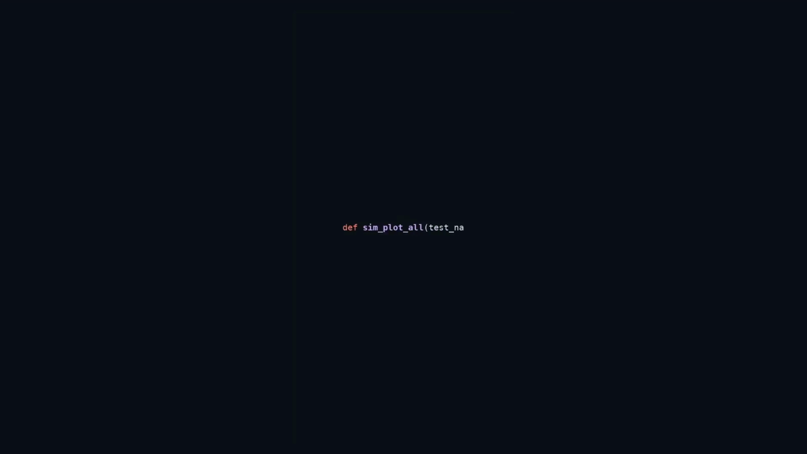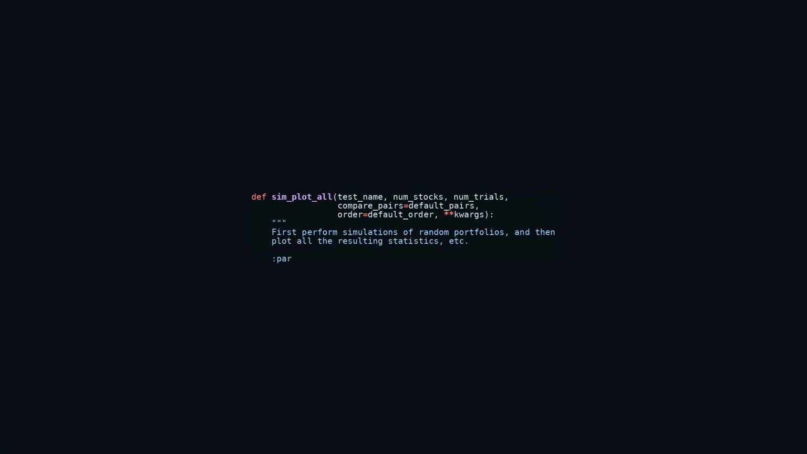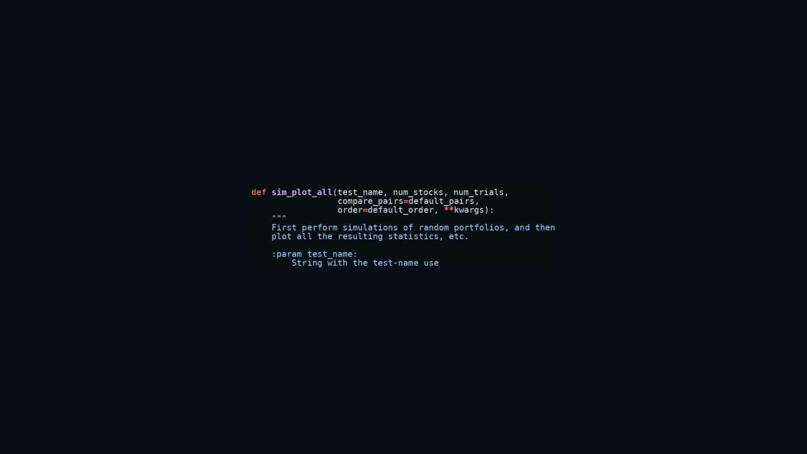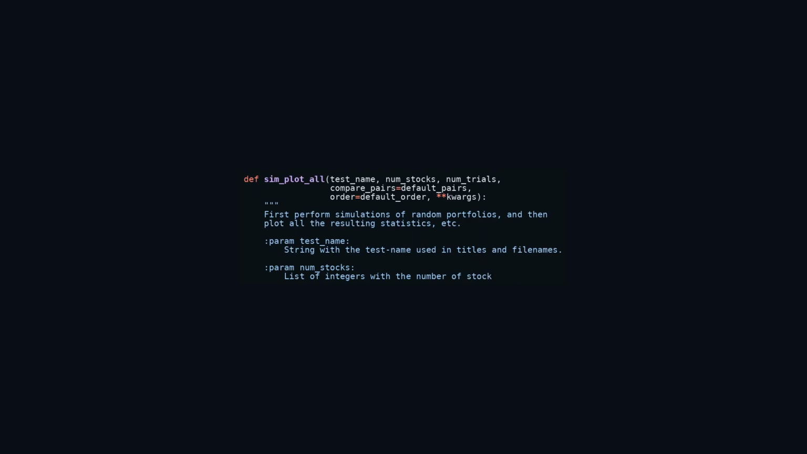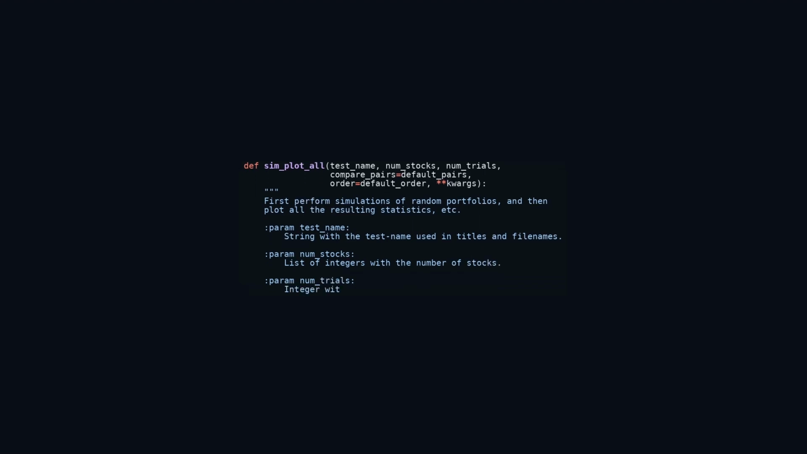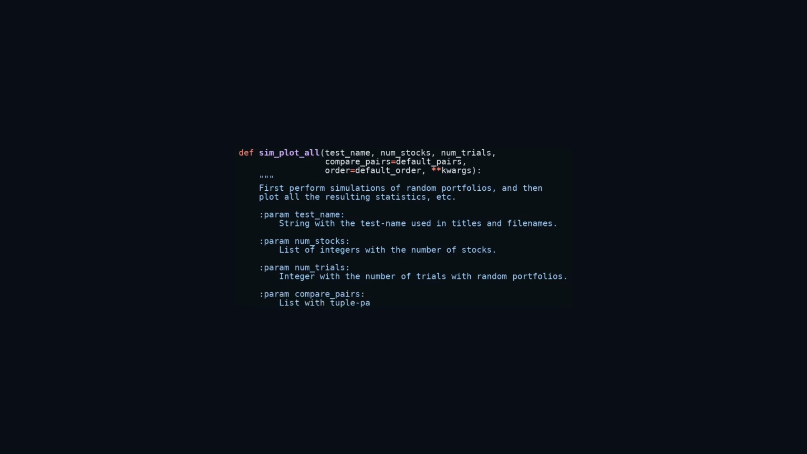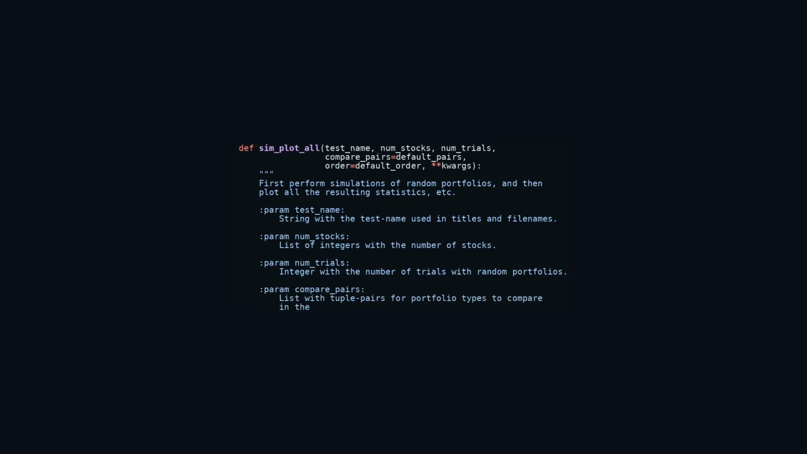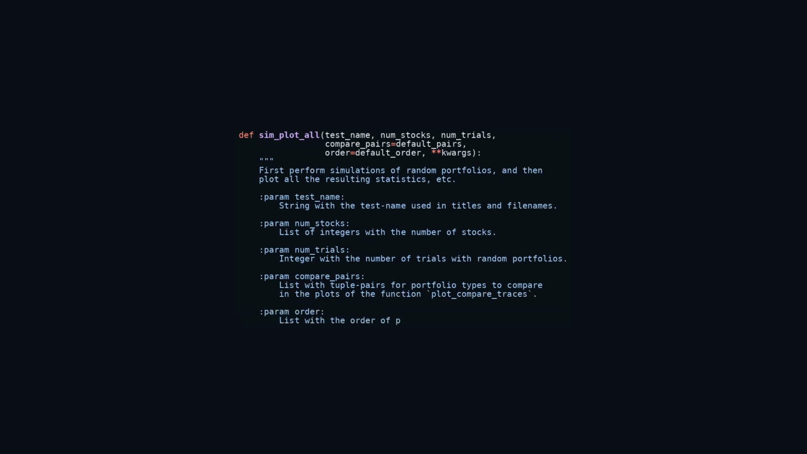The SimPlotAll function is designed to simulate random portfolios and plot their resulting statistics. The function takes several input parameters: test name, a string indicating the name of the test; numStocks, a list of integers representing the number of stocks in the portfolios; numTrials, the number of trials with random portfolios; comparePairs, a list of tuple pairs for comparing different types of portfolios in the plots; order, a list dictating the order of portfolio types; and additional arguments passed through kwargs. The function first utilizes SimulateTrials to perform the portfolio simulations based on the provided parameters.